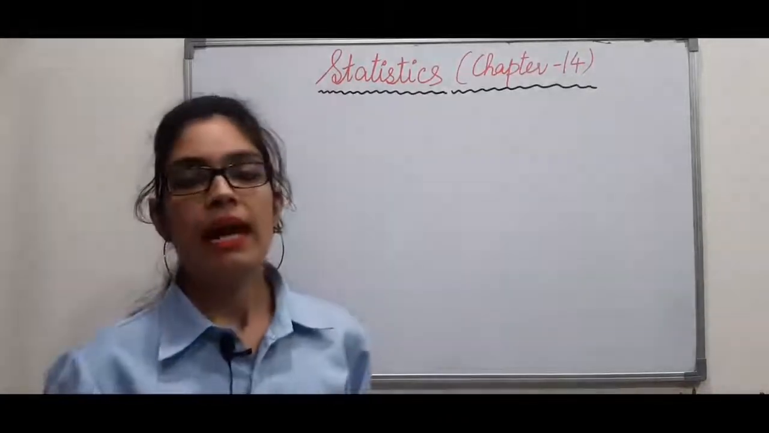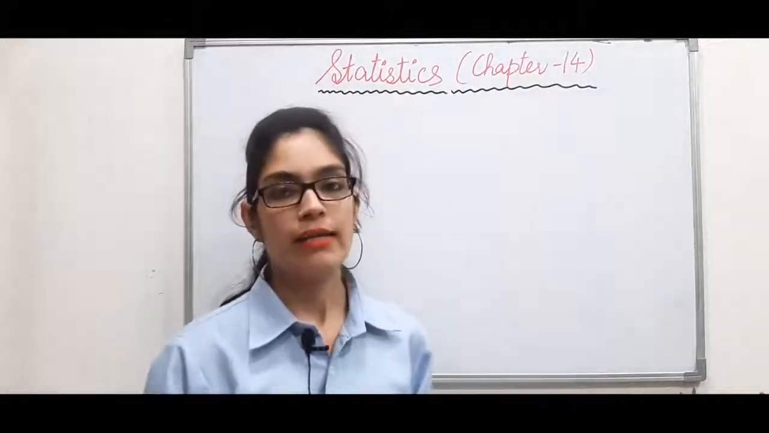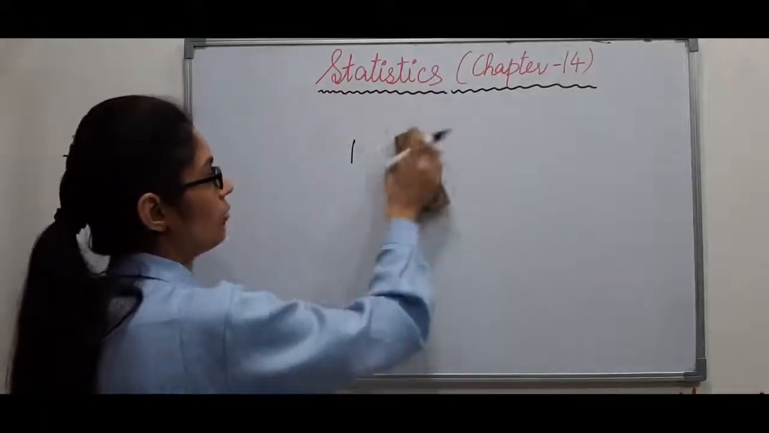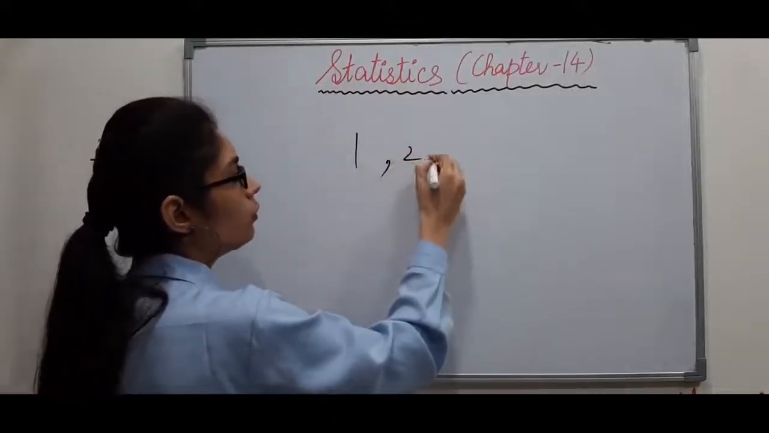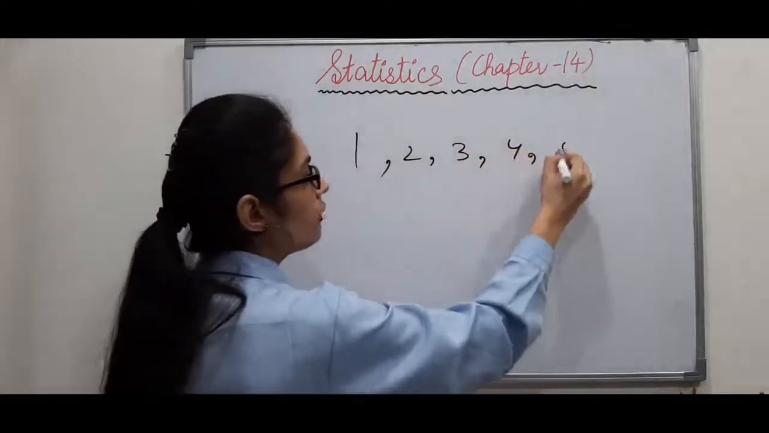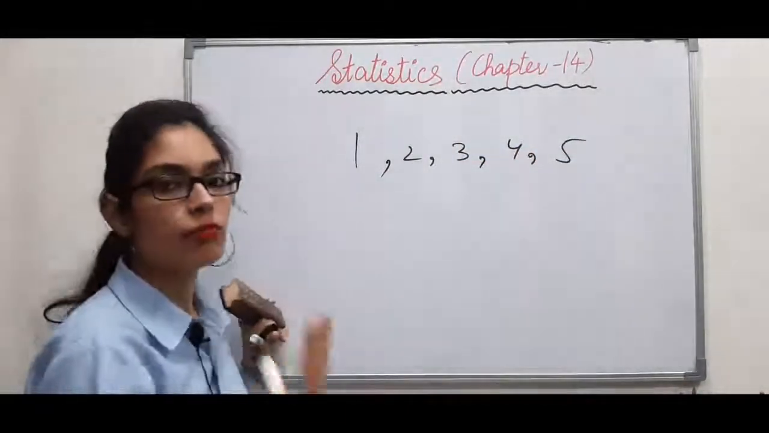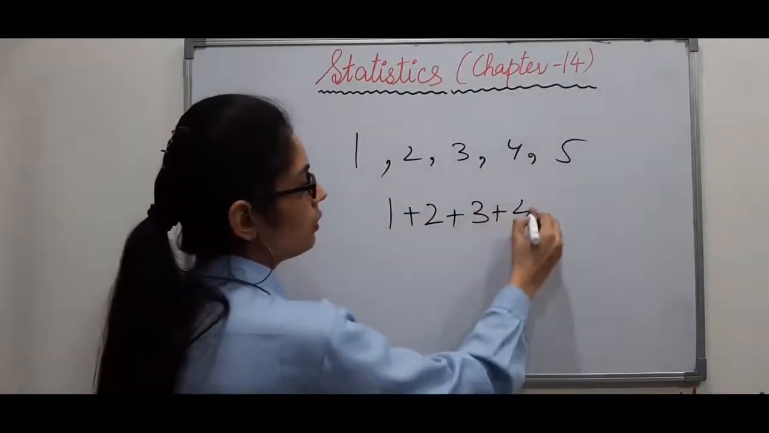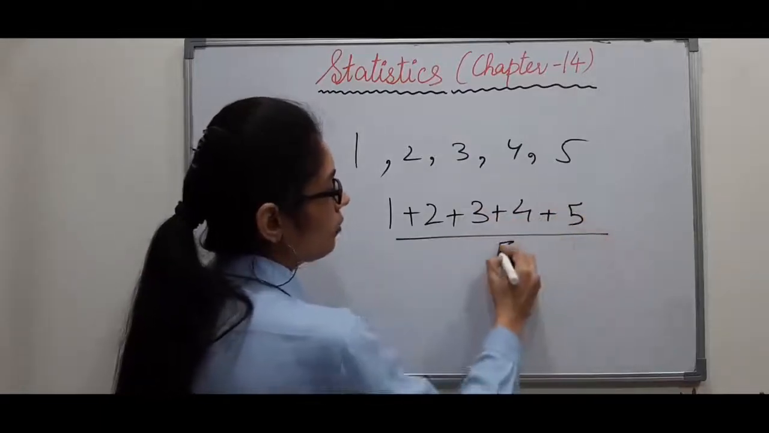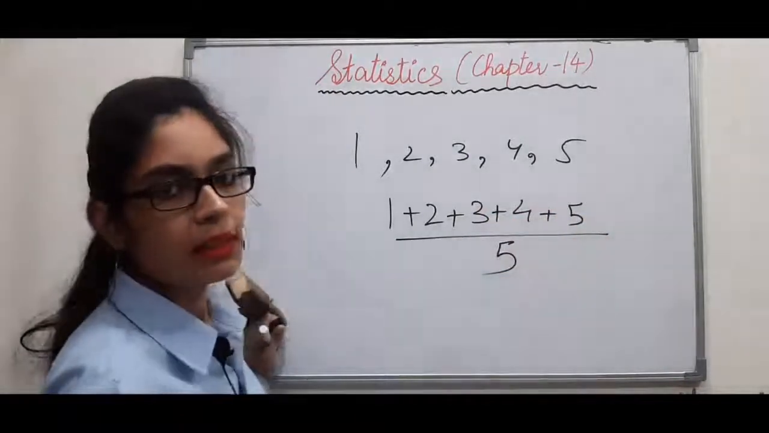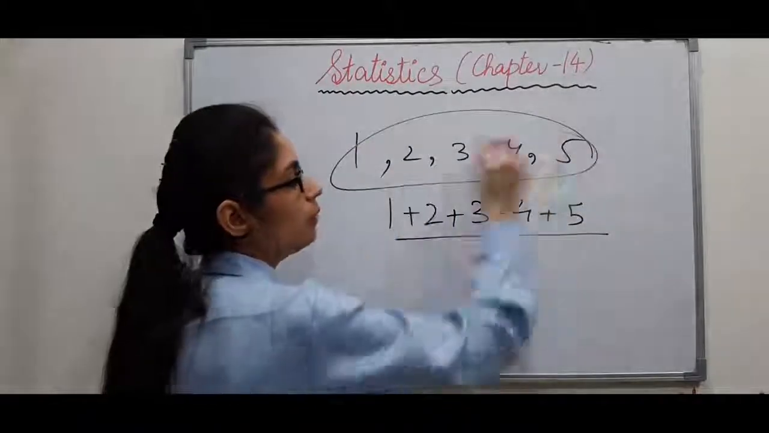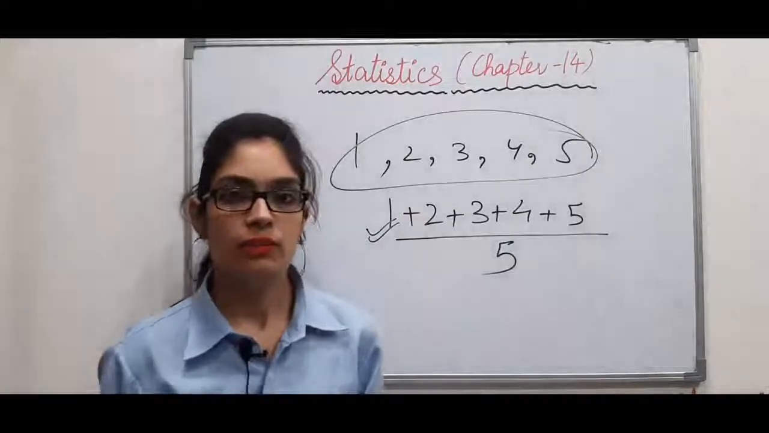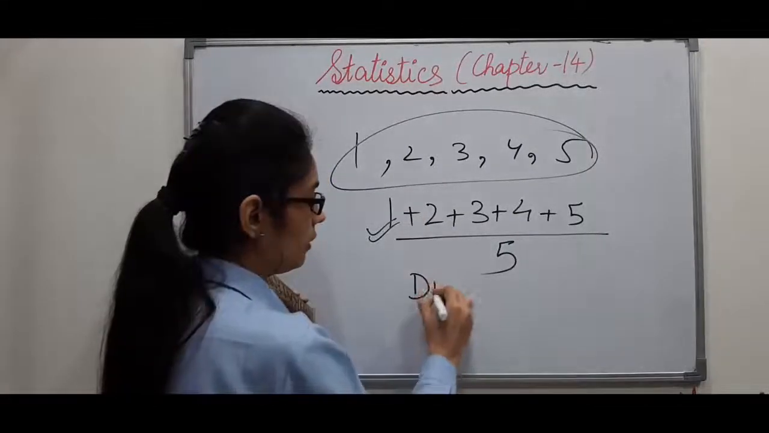Mean basically means the average value of anything. For example, if I have 5 numbers, 1, 2, 3, 4, 5, and I have to find the mean, what I will do is add these numbers and divide by 5. So this is mean, basically the average of the given data. You can find mean by this method, and this is known as the direct method.